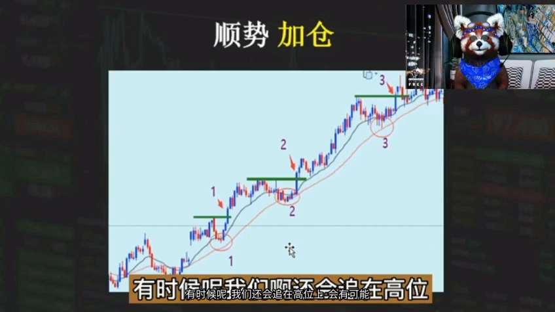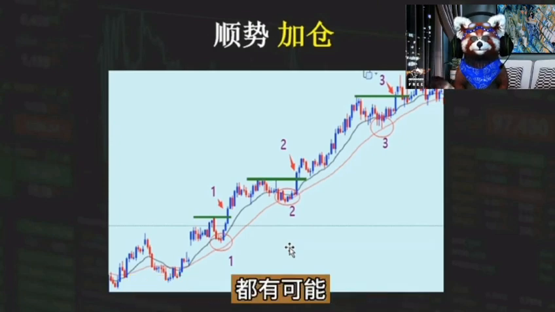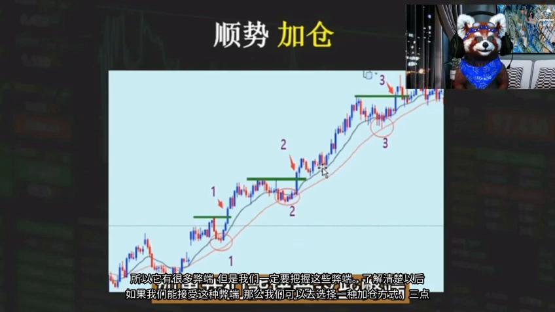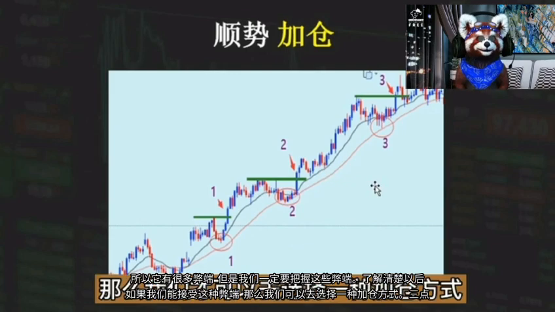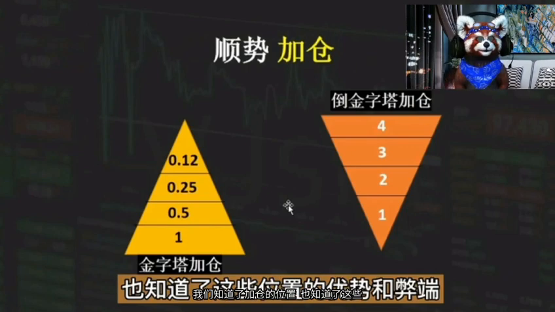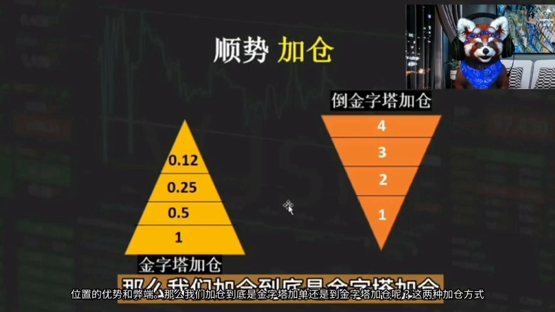Sometimes, we might even chase after high positions, which could be possible. So it has many drawbacks, but we must grasp these drawbacks. After understanding them clearly, if we can accept this disadvantage, then we can choose a way to add positions. Three points: we know the position for adding positions and also understand the advantages and disadvantages of positions.